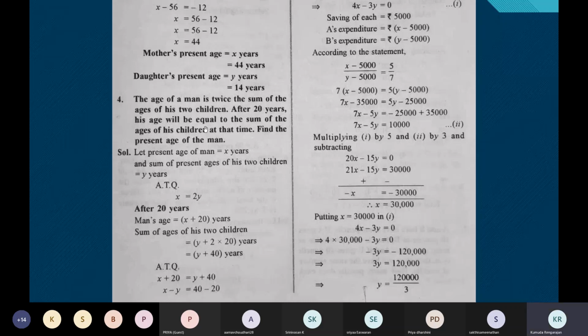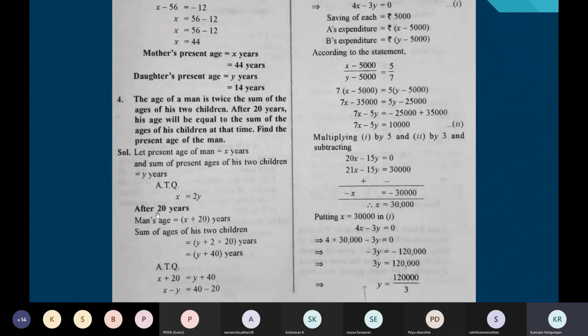Here also you see we have to find only the man's present age. So you don't have to assume 4 variables if there are 4 children. It's enough if you call the sum of their ages with 1 variable. Percentage of man X years, sum of the percentages of 2 children, 3 children, 4 children, however many children, Y years.